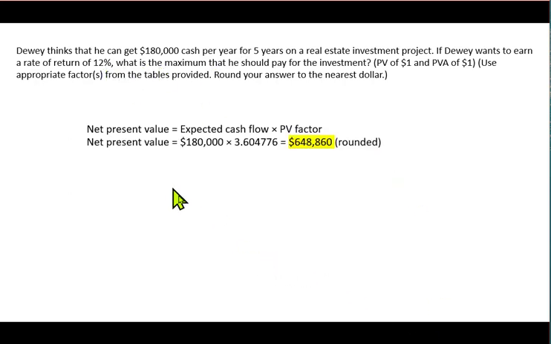in the present value of an annuity table, and that's going to be 180 times that table value, 3.604776, and it's going to be $648,860. So if we put $648,860 in this investment today, in today's dollars, we should get back, if we can earn 12% on it for 5 years in a row, $180,000 each year from this investment.